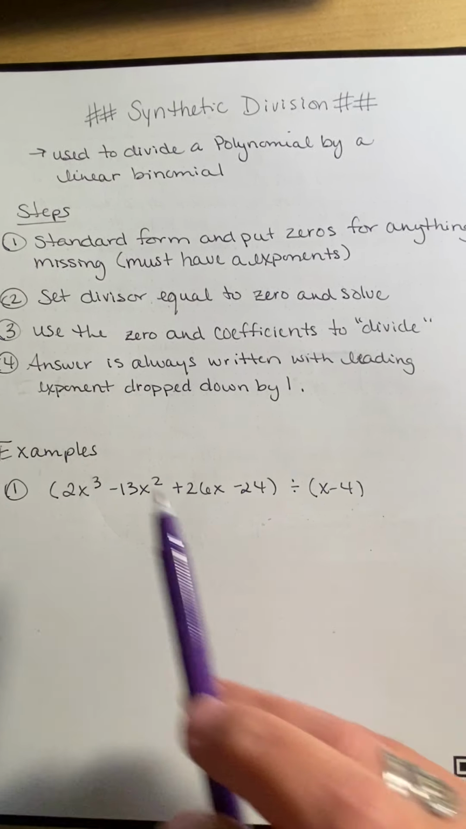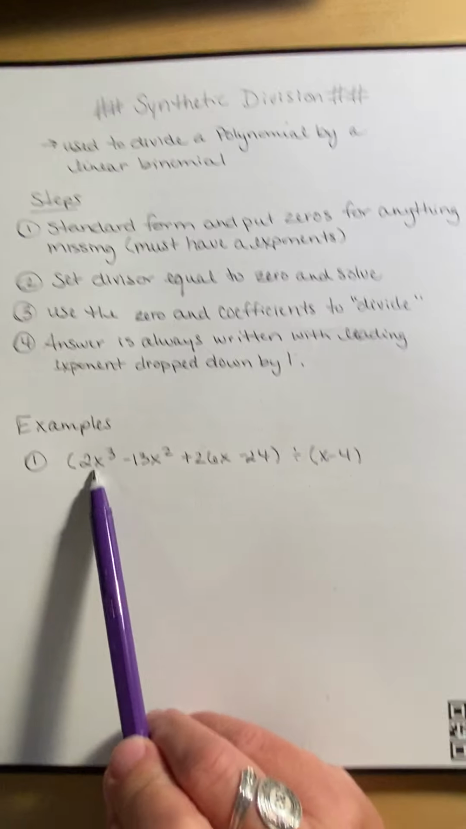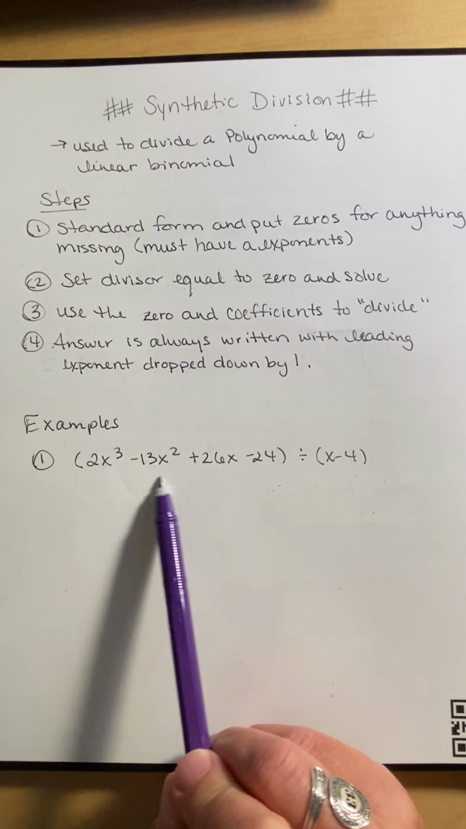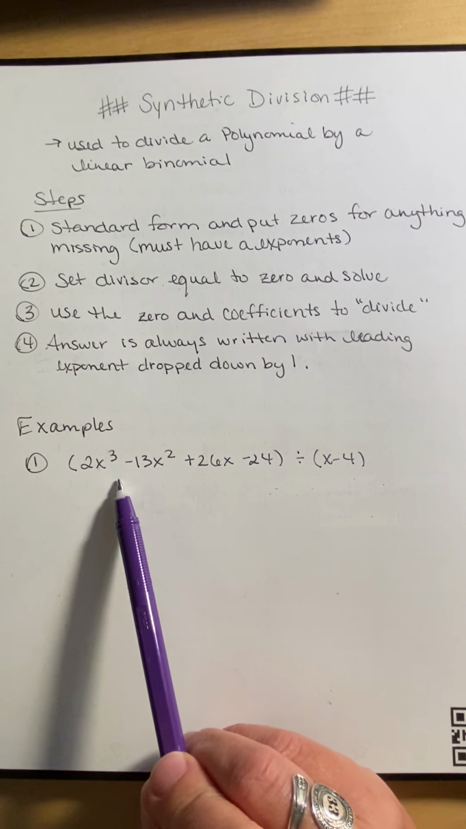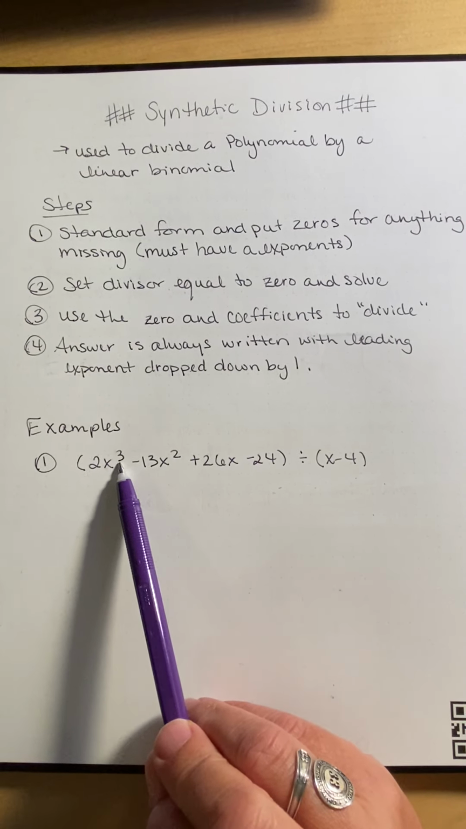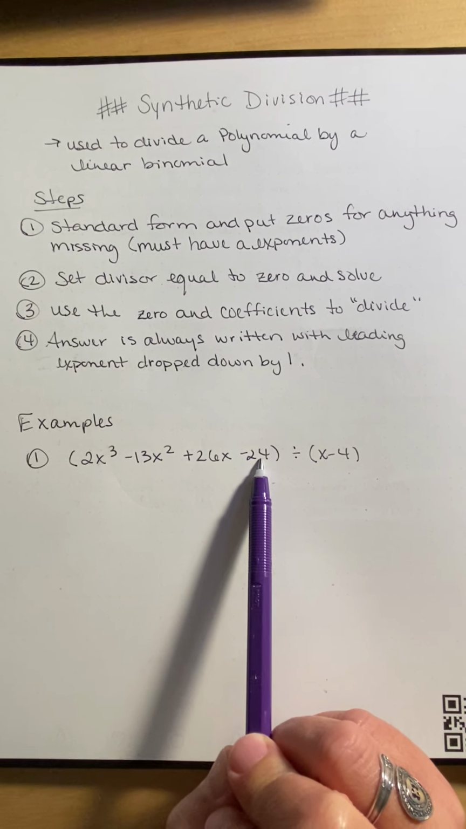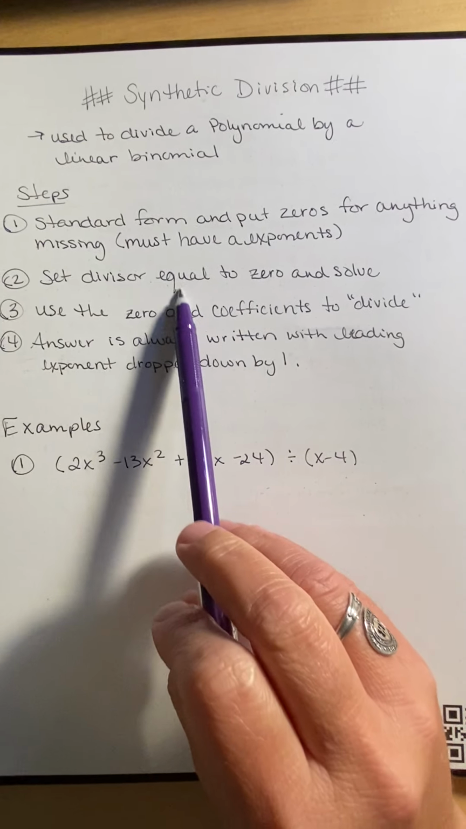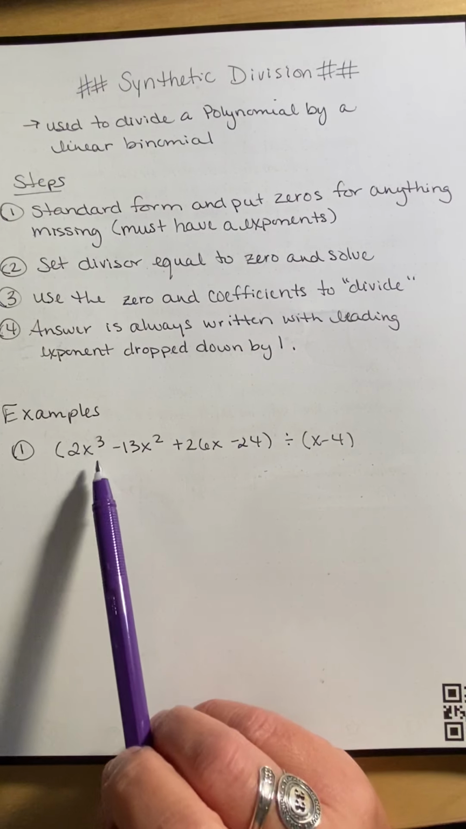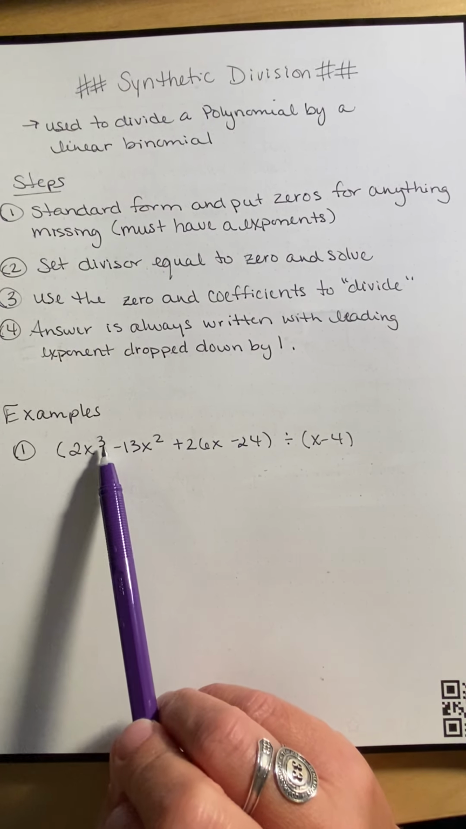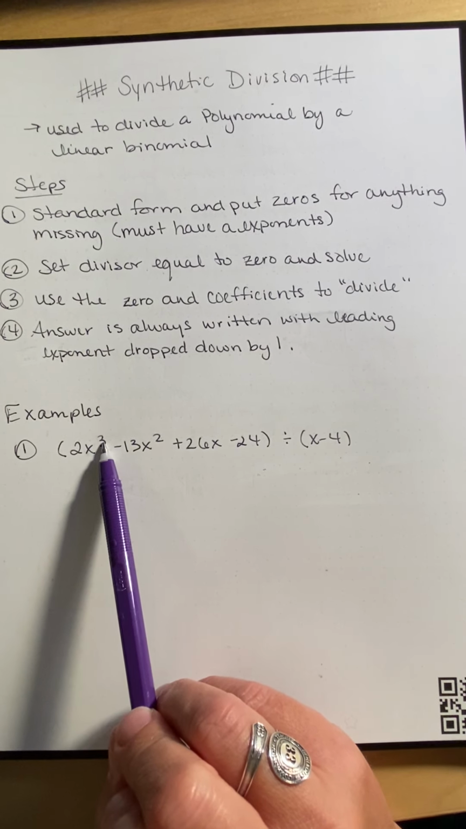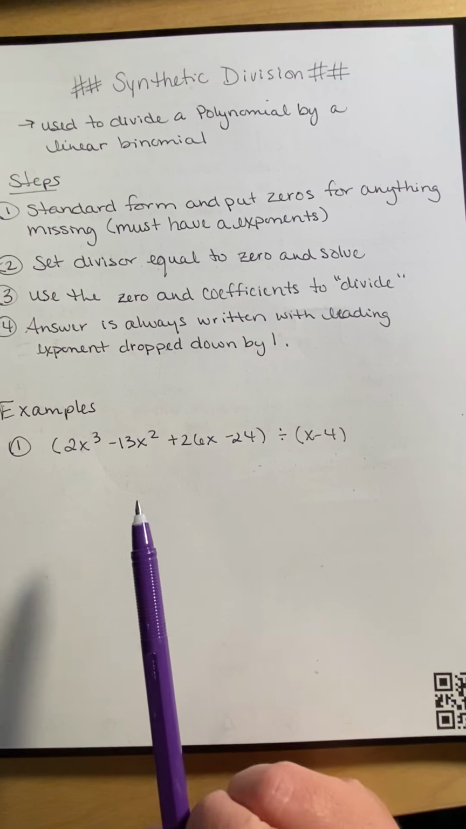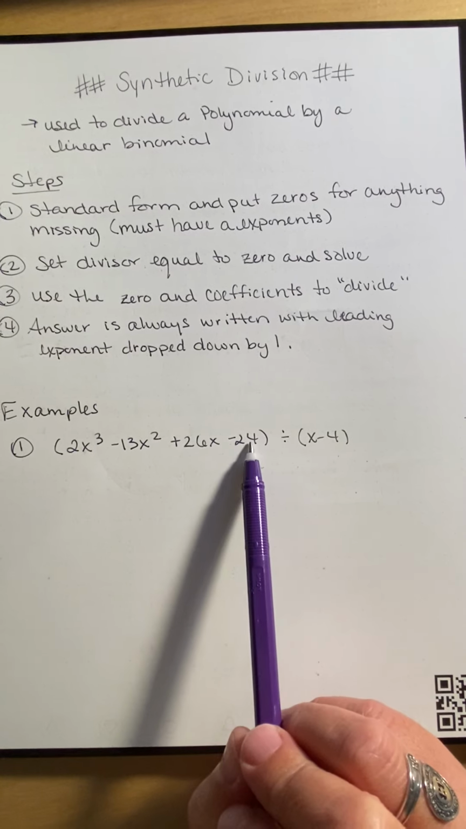All right, so first of all, you want to make sure this dividend is in standard form. So that means highest exponent down to your lowest exponent. And we got 3, 2, 1, 0. And notice it says up here, must have all exponents. When you are looking for that, you want to make sure you start with the largest and you count down and you have all your numbers represented. So we do in this case.